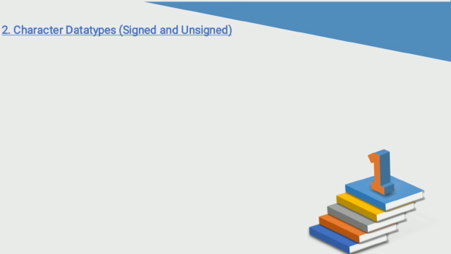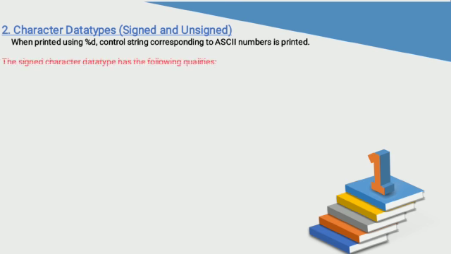Next is character data types. Character data types is of signed and unsigned character. So when printed using %d, the control string corresponding to the ASCII numbers is printed.